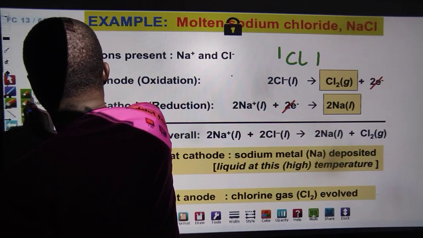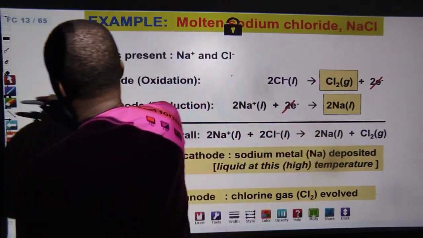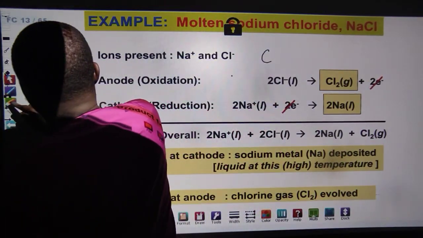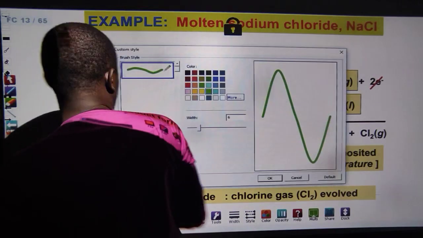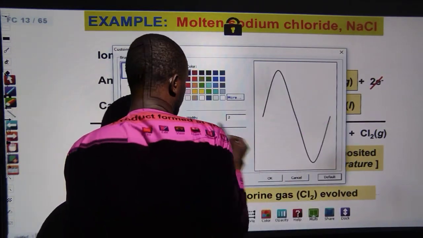Just trying to make sure this is right. So if I have Cl, wow, I don't like that, it's too small. Let me make the custom difference. Thank you.